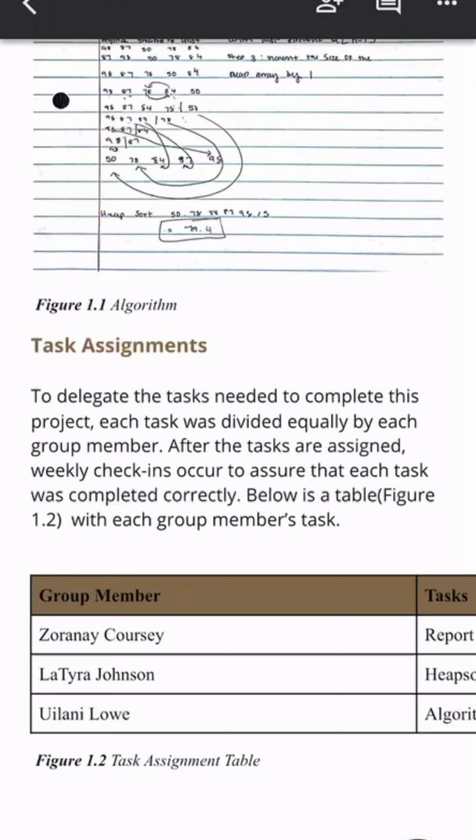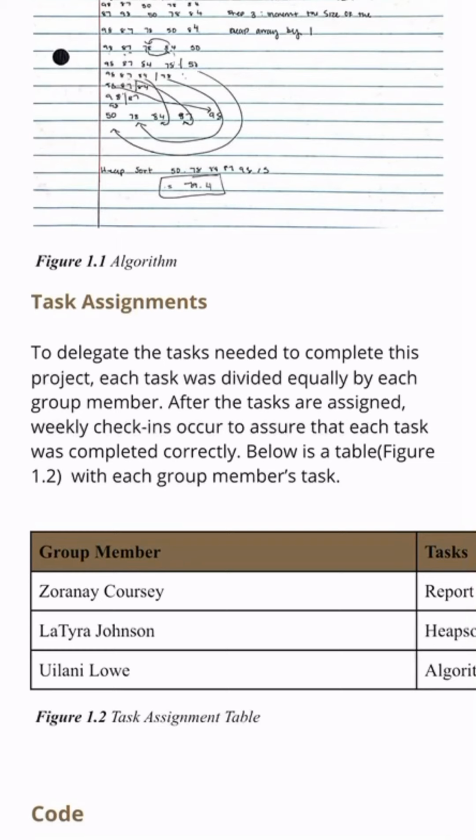Thank you. Here, we talk about our task assignments to delegate the tasks needed to complete this project. Each task was divided equally by each group member. After the tasks are assigned, weekly check-ins occur to ensure that each task was completed correctly. Below is a table with each group member's tasks.